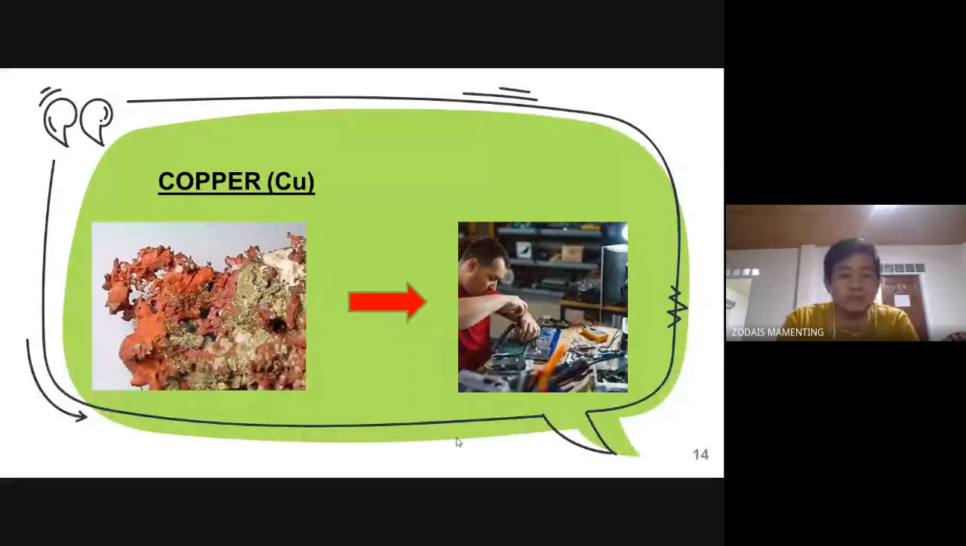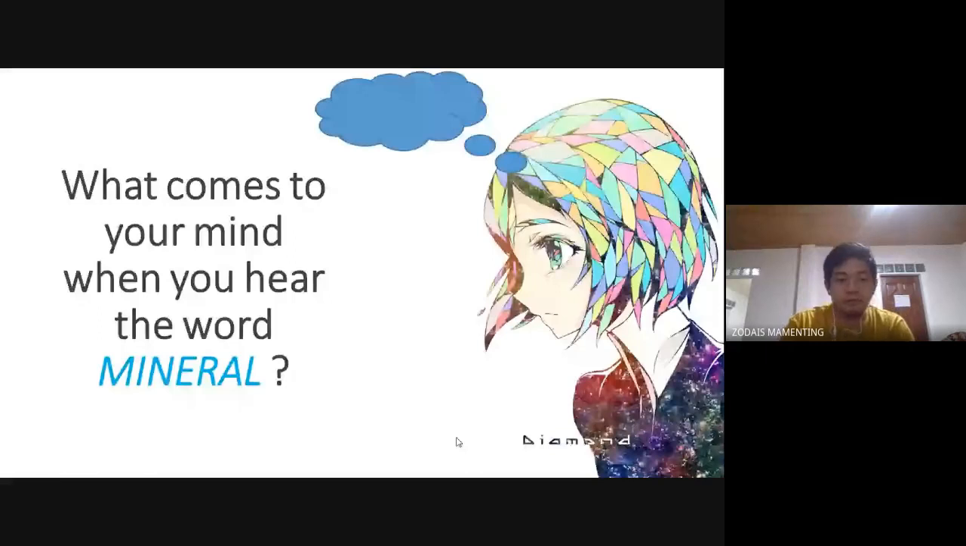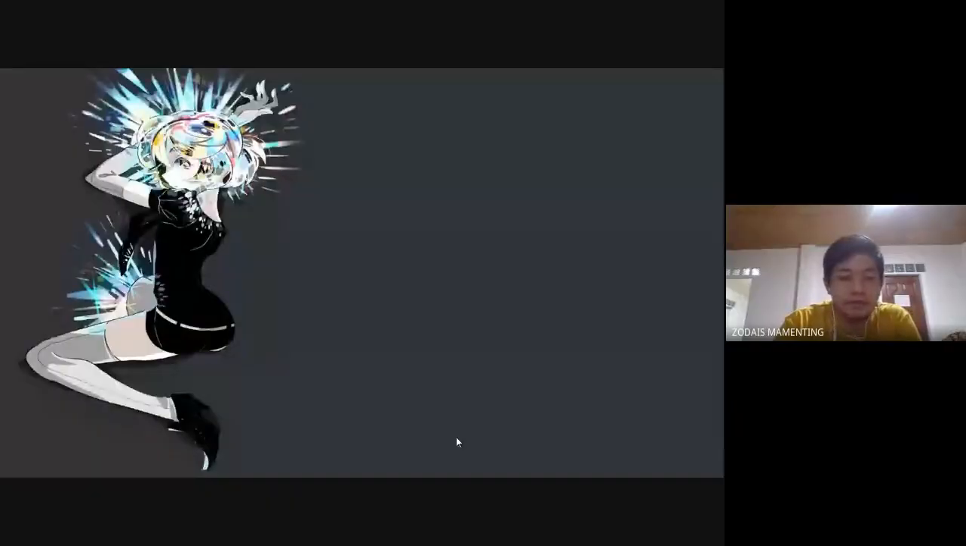So what comes to your mind when you hear the word mineral? These are the basics. These are the things that come into our mind when we hear the word mineral without knowing what mineral is: vitamins and minerals, the mineral water itself, and the vitamins.